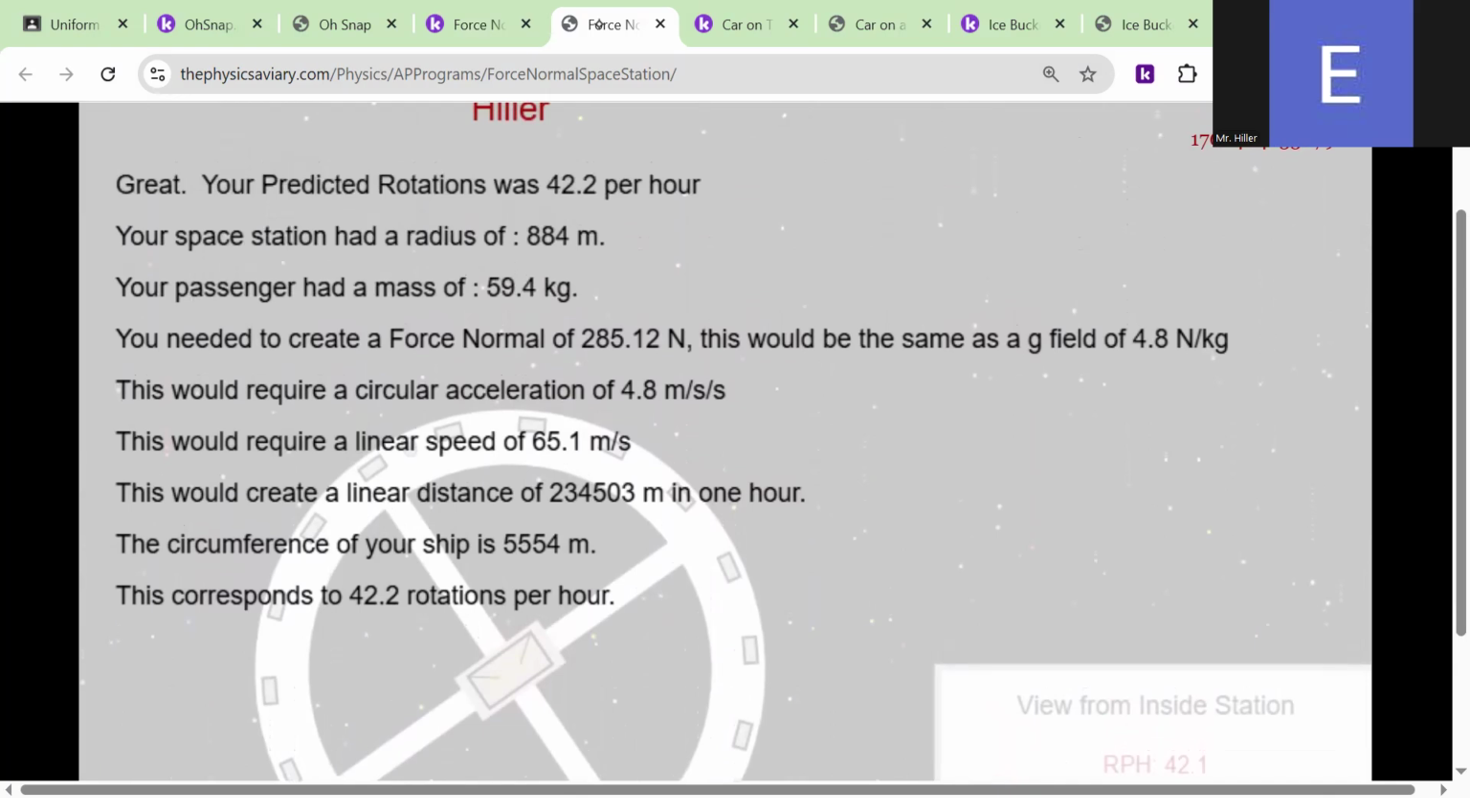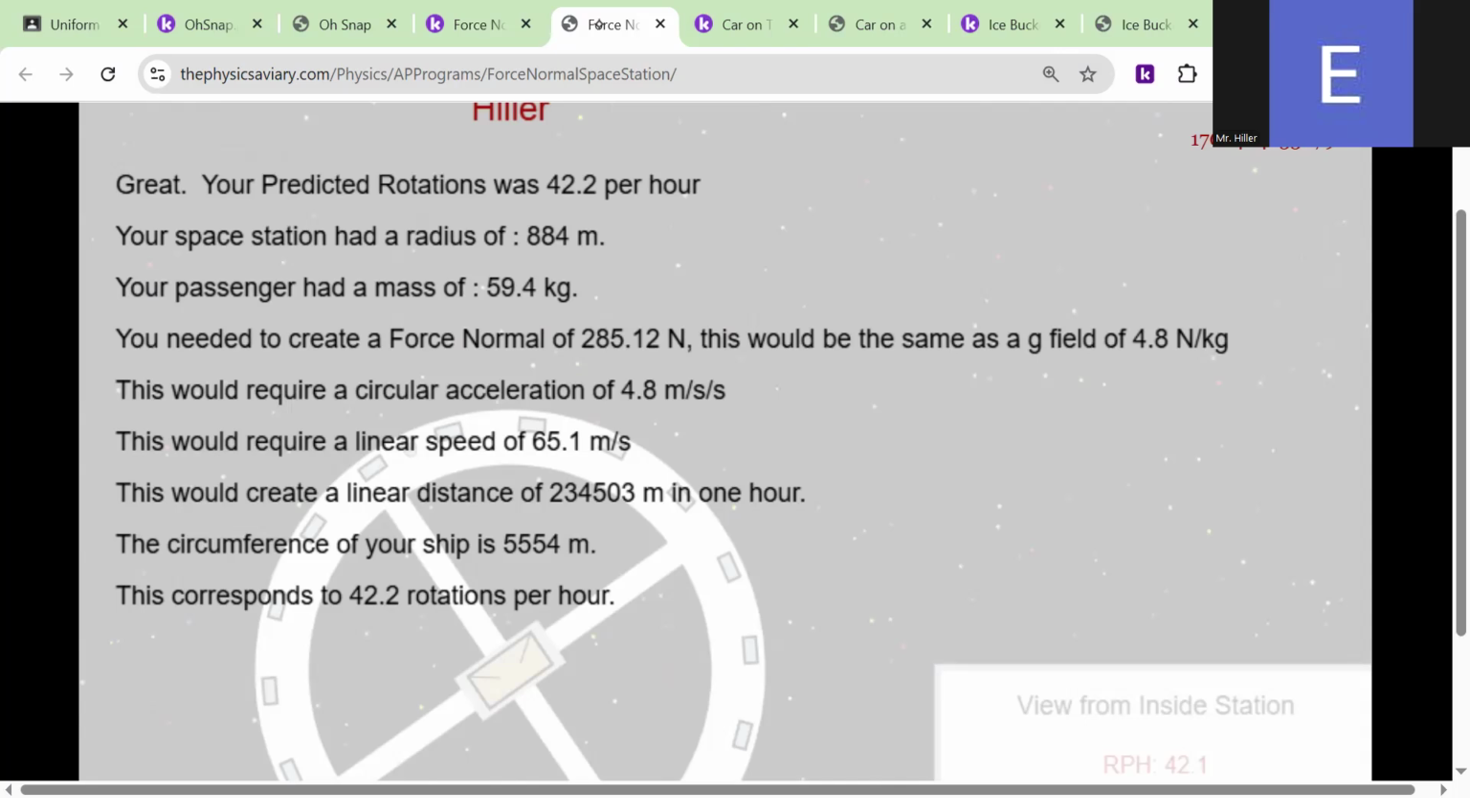Okay. So my predicted rotation was 42.2. My space station had a radius of 884. Passenger, again, had a mass of 59 kilograms. Said to create a force normal of 285.12 newtons. This would need to be the same as a G field of 4.8 newtons. This would require a circular acceleration of 4.8 meters per second squared. This would require a linear speed of 65.1 meters per second. That's what we found.